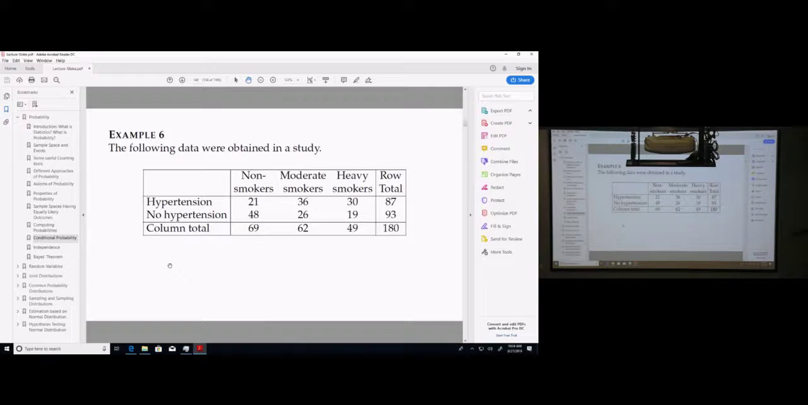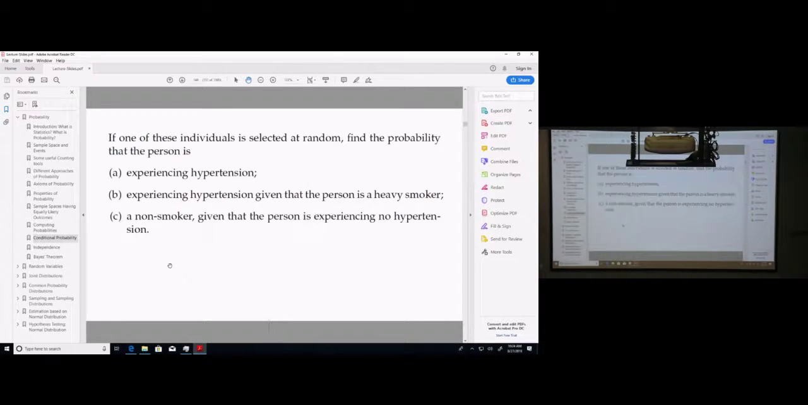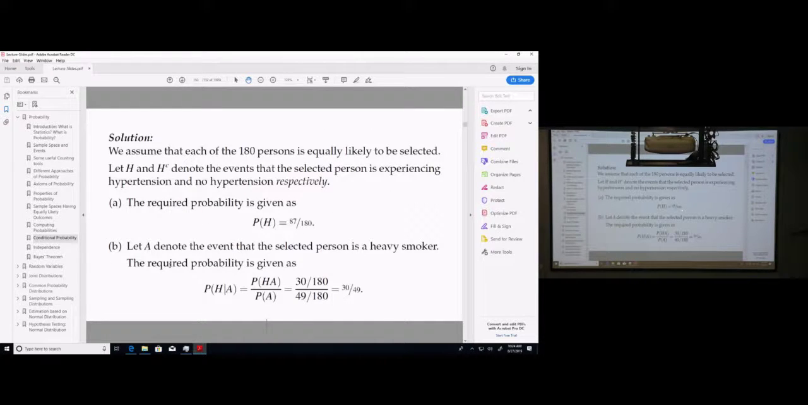Since we assume the selection is random, meaning that everyone stands the same chance to be selected, it would be 87 out of 180. So that is the probability here. And let A be the event that the selected person is a heavy smoker. So the required probability is given by the probability of having hypertension conditioned on that he is a heavy smoker. So this is by definition the probability of the joint event, having hypertension and a heavy smoker.